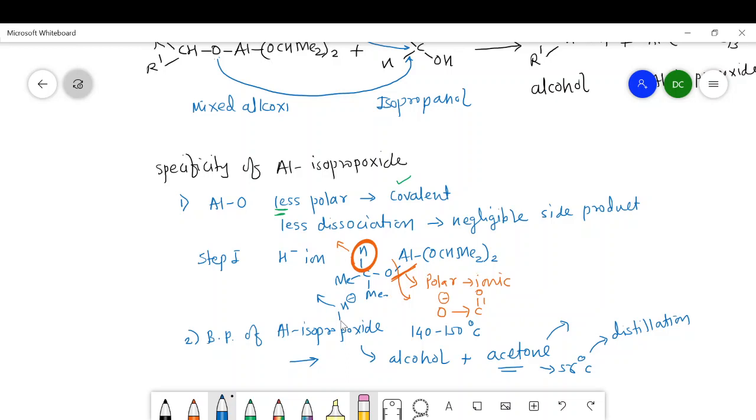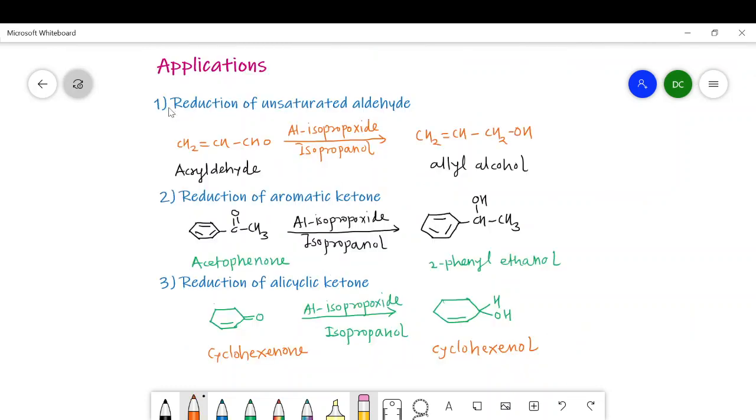Then, finally, we will study the applications of the MPV reduction reaction. There are a number of applications of the MPV reduction reaction, out of which we will see a few. The first application is the reduction of unsaturated aldehyde. In the advantages, we have seen that this MPV reduction reaction is specific for the carbonyl group. Therefore, unsaturated aldehyde undergoes reduction at only the carbonyl functionality.